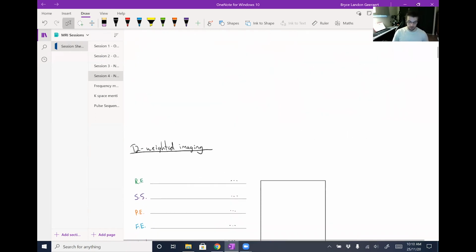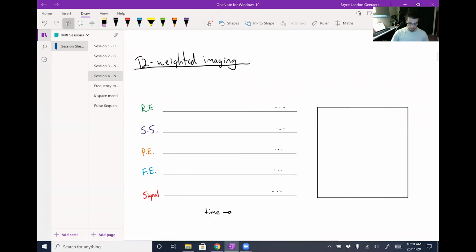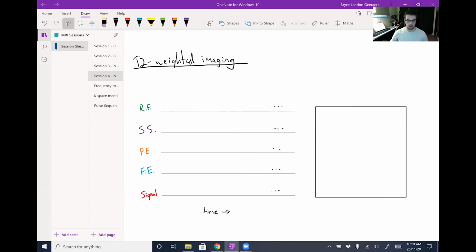Okay, so first I want to start with a refresher on what we were talking about last time, T2 weighted imaging. And hopefully this looks a little bit familiar. I've got a pulse sequence diagram that we're going to go through here. I figured this would be a good reminder. So let's get into it.